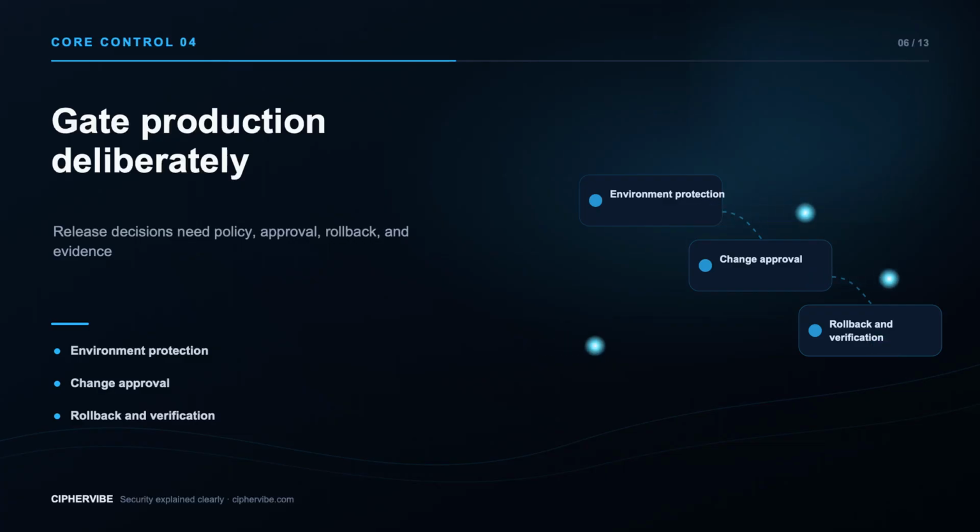The fourth building block is gate production deliberately. Protect production environments with scoped deploy roles, review gates appropriate to risk, change records, and a tested rollback plan. Verify the deployed version, configuration, health, and security controls after release. A successful pipeline status is not sufficient evidence of a safe change.